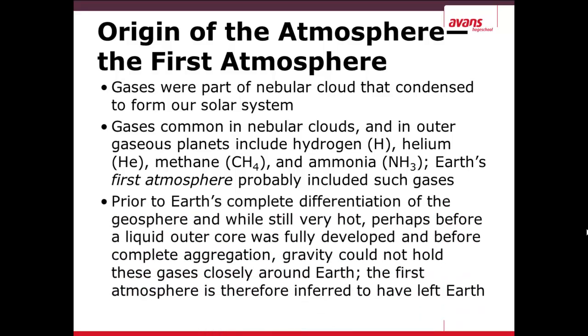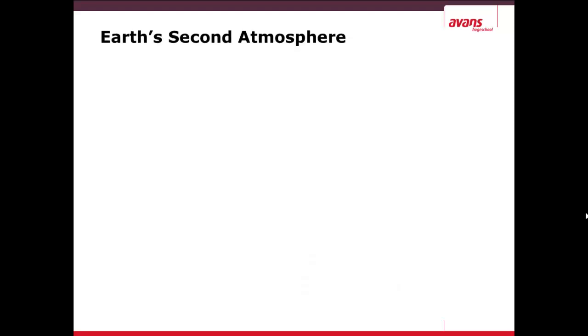Prior to Earth's complete differentiation in the geosphere, that is to say before it was differentiated into the core, mantle, and crust, it was very hot, and the liquid outer core was fully developed before the complete aggregation. So these gases could not condense yet to later form our oceans. So it's still quite hot at this time and liquid.